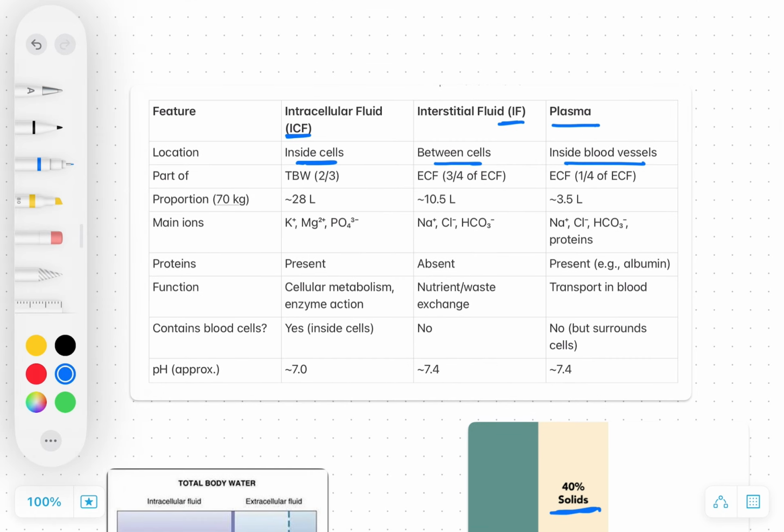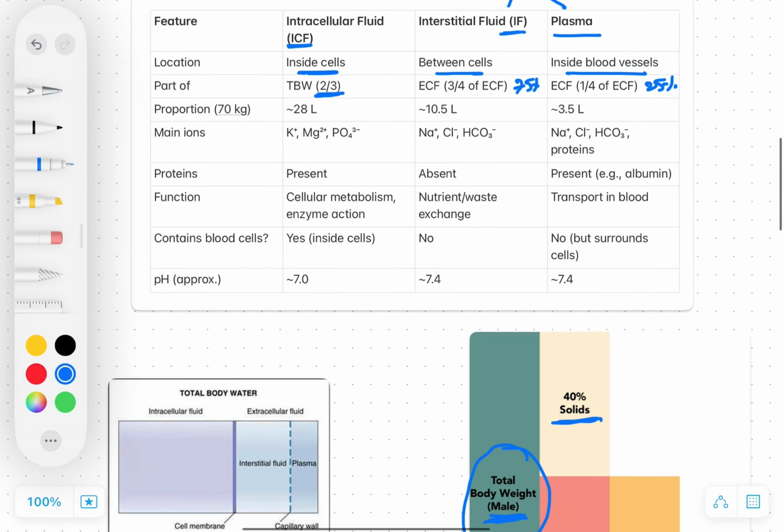Intracellular fluid is two-thirds of total body water, and the remaining one-third is extracellular fluid, which is divided into interstitial fluid and plasma. In this extracellular fluid, almost 75% is interstitial fluid and the remaining 25% is plasma.